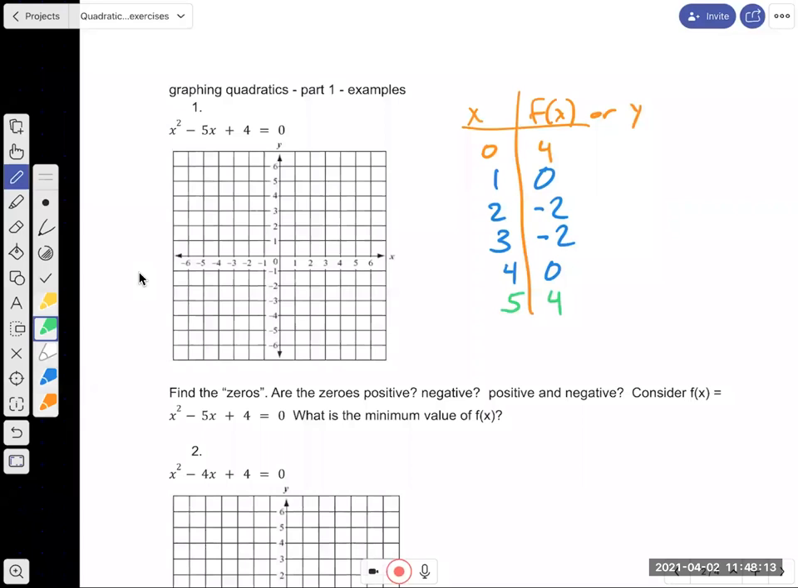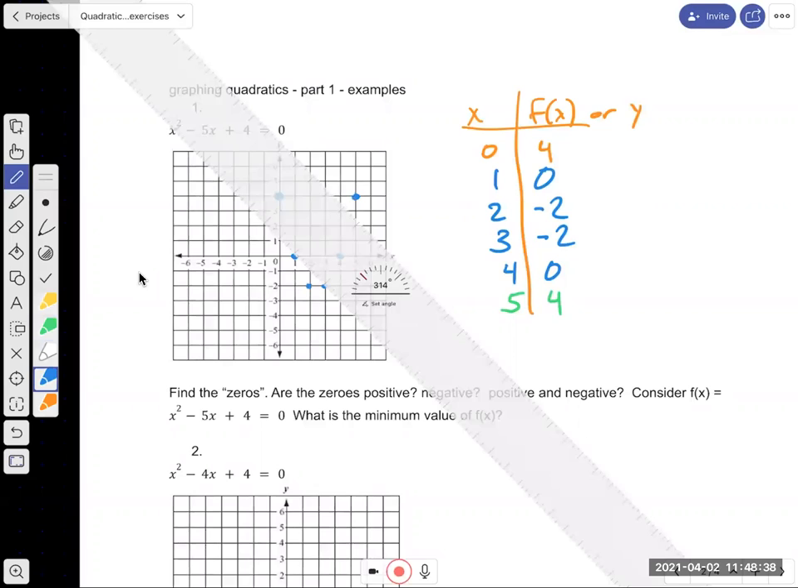Okay. And so then we plot these and we say 0, 4. So there's where we go through the y-axis, when x is 0, we go through at 4. We have 1, 0. We have 2, minus 2, and 3, minus 2. And then you see it starts coming around, 4, 0, and 5, 4. You can see the symmetry of it.